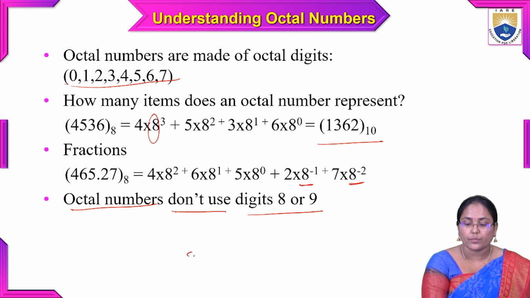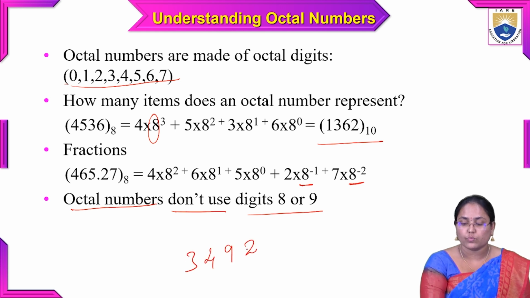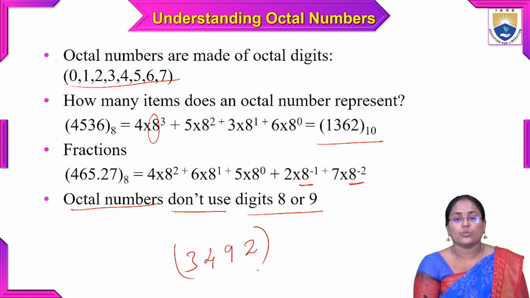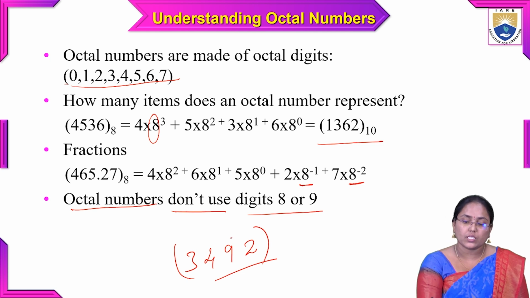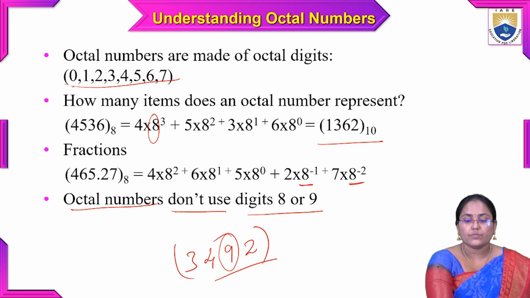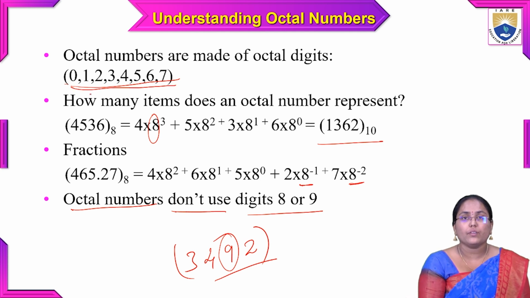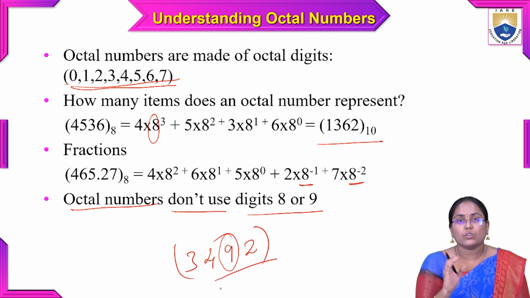So, for example, I have a number 3, 4, 9, 2. If someone asks you what type of number system it is, definitely it is not an octal number, because it has the digit 9 over here. Even if it has the digit 8, it should not be considered an octal number. As already repeated here, the octal number consists of 0 to 7 only. In any number, only the digits 0 to 7 have to be considered, none other than these. So, this is definitely not an octal number. It can be a decimal number.